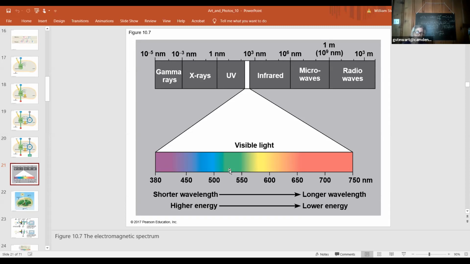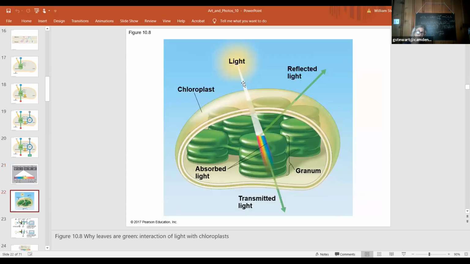Most of the other colors are being absorbed, some by chlorophyll, of which there's two forms, A and B, and some by actually other pigments in leaves that we don't talk about as much as chlorophyll. Chlorophyll is the major one. So here comes the light energy from the sun. It's entering into the chloroplast, and you can see all the different colors here, right? They're trying to show you the green is reflected, most of the other colors are absorbed.